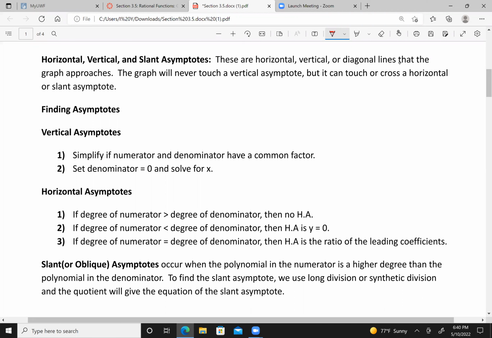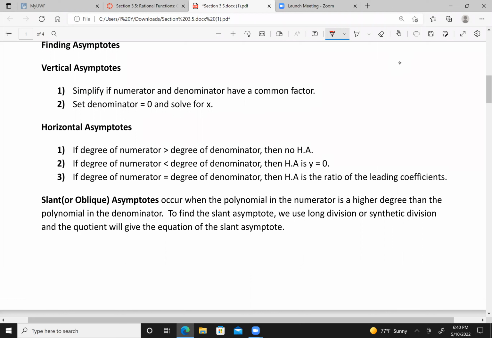Horizontal asymptotes get a little trickier. If the degree of the numerator is greater than the degree of the denominator, then there is no horizontal asymptote. If the degree of the numerator is less than the degree of the denominator, then the horizontal asymptote is y equals 0. If the degree of the numerator equals the degree of the denominator, then the horizontal asymptote is the ratio of the leading coefficients.